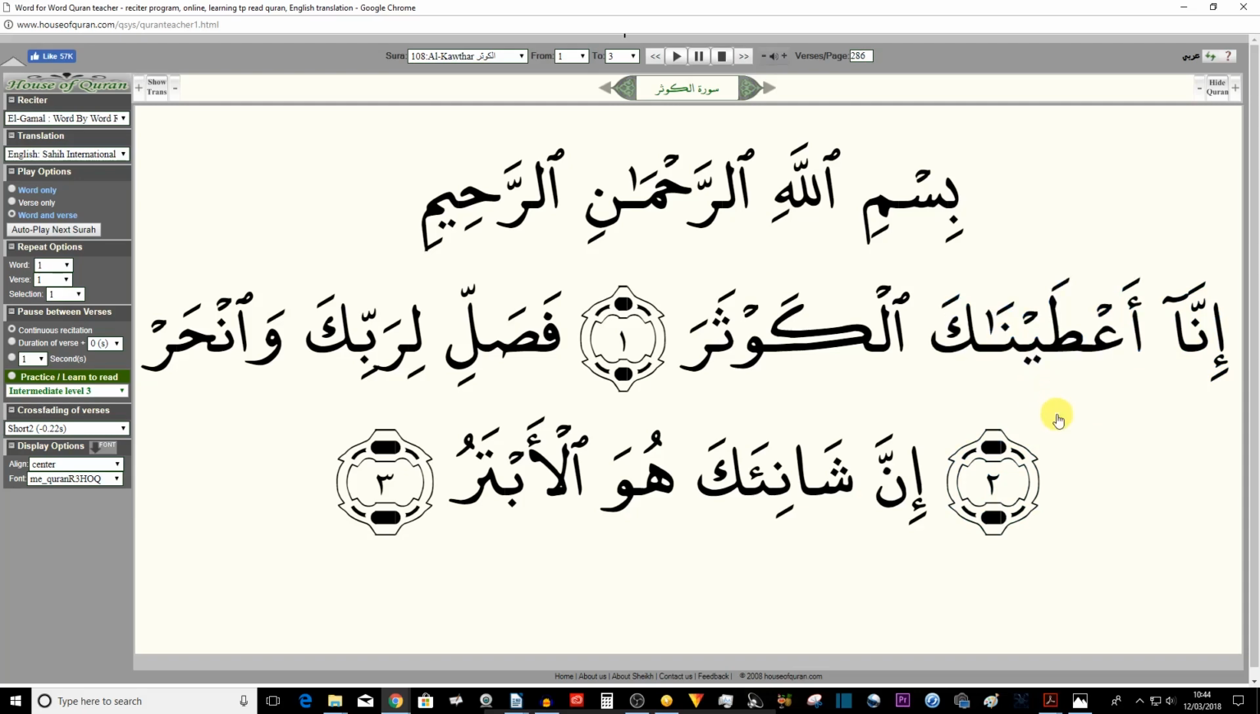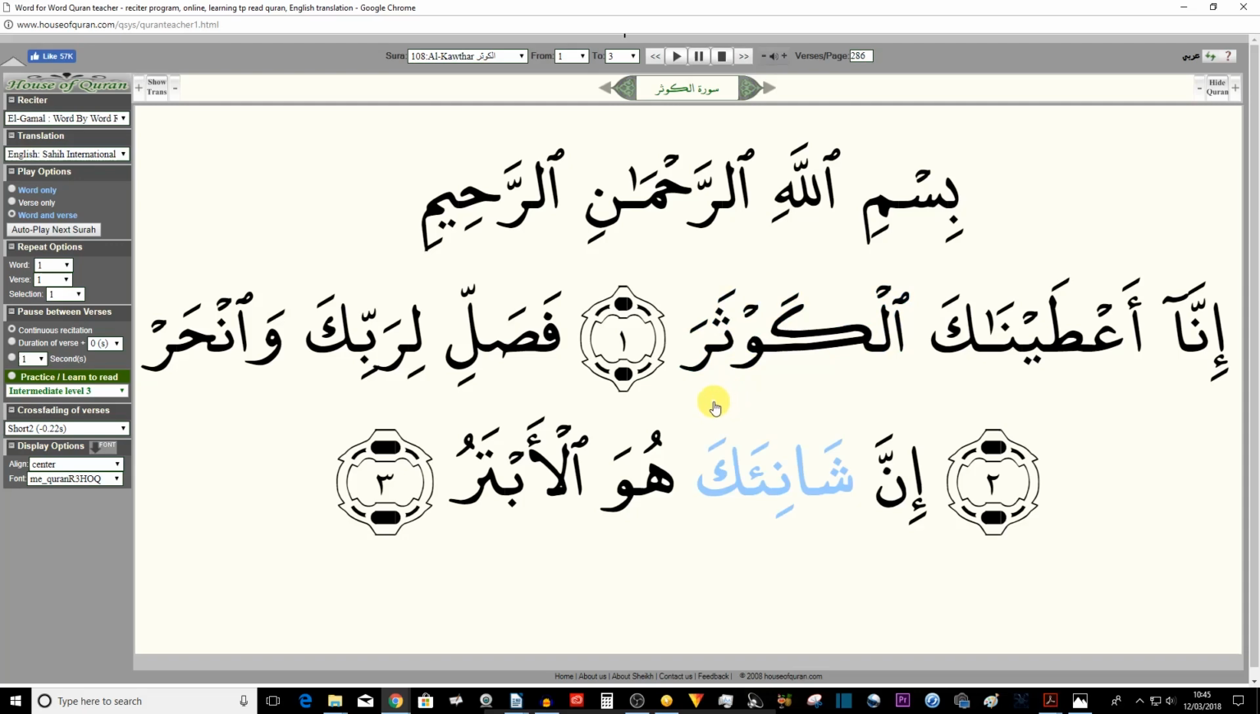A'tainaka. So tay, this is the Leen letter. Tay is short beat. And na, this is the mad asli. So 2 beats. Tainaka. A'tainaka. A'tainaka al-kawthar. So first we have another Leen letter. So kaw, short beat. Okay, kaw.